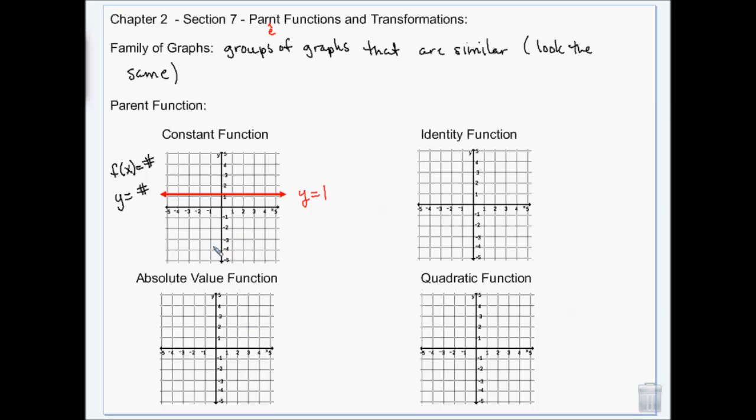And y could equal anything. Y equals -3, the line would move down here. It's a flat line, and it just moves up and down the y-axis depending on what number it's equal to.